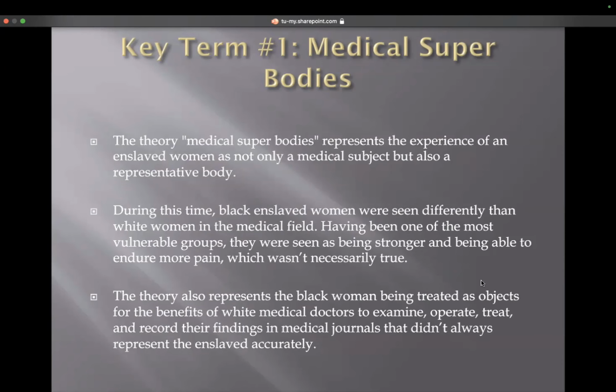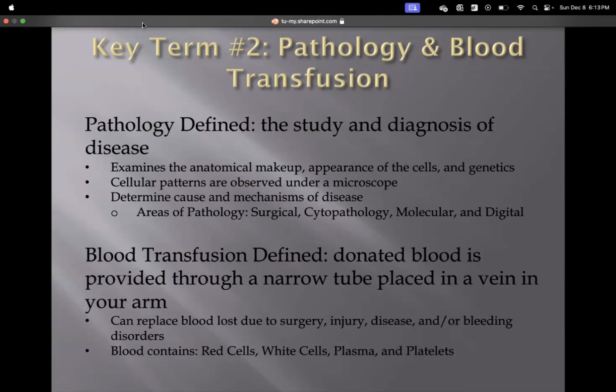And then blood transfusion, defined, is donated blood that is provided through a narrow tube placed in a vein in your arm, and it replaces blood loss due to surgery, injury, disease, and or bleeding. And the blood contains four main components. There are red cells, which carry oxygen and remove waste products, white cells, which help your body fight infections, plasma, which is like the liquid part, and platelets, which help your blood clot properly.